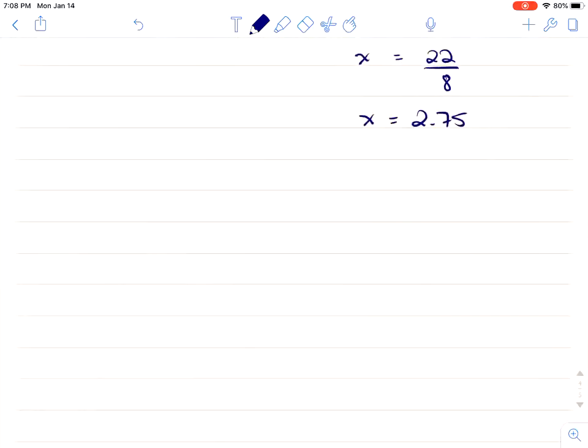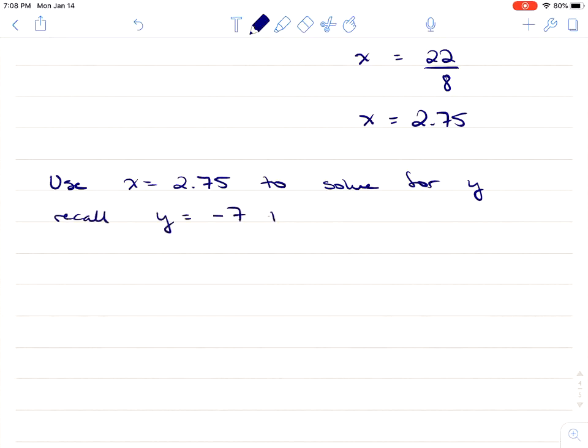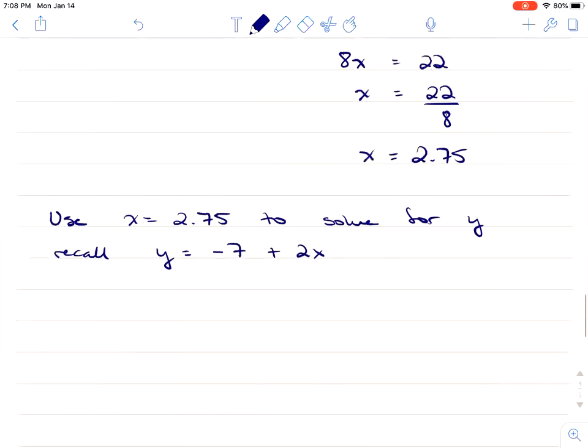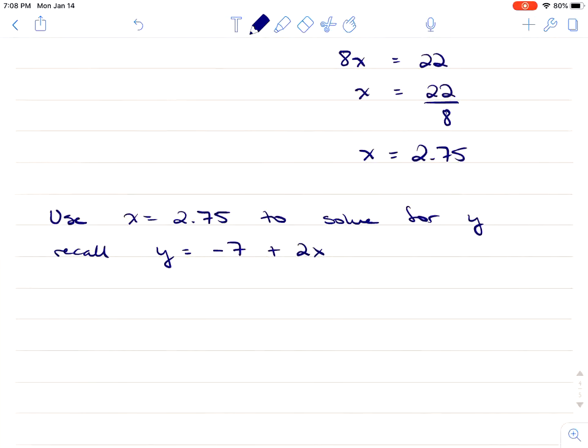So now we're going to use x equals 2.75 to solve for y. And you're going to recall that y was -7 plus 2x. That's the easiest way to do it, is to put it back into, or substitute it into, whichever one you found earlier. Or if you wanted to put it into one of those original equations, that works too.